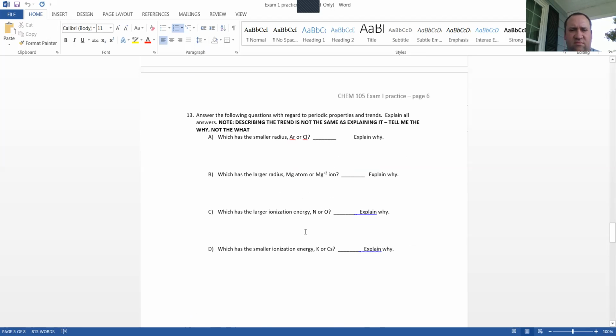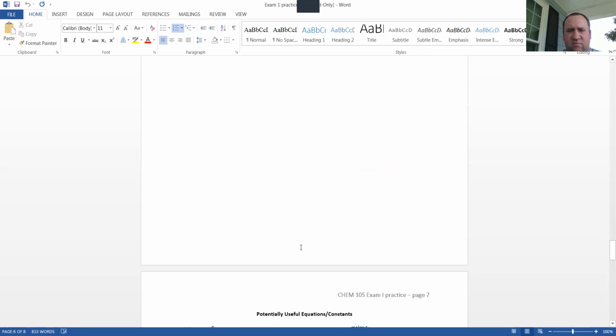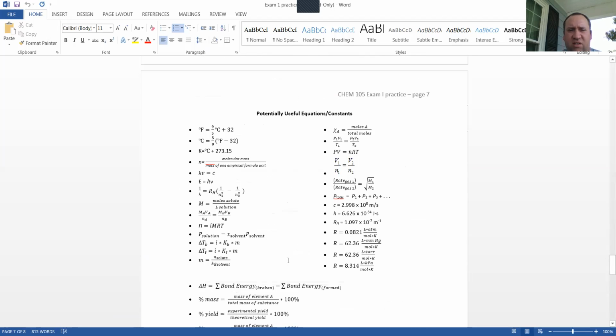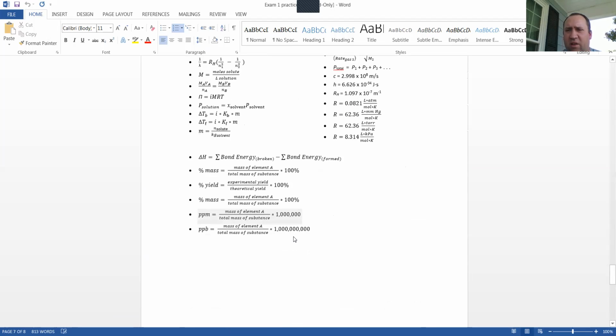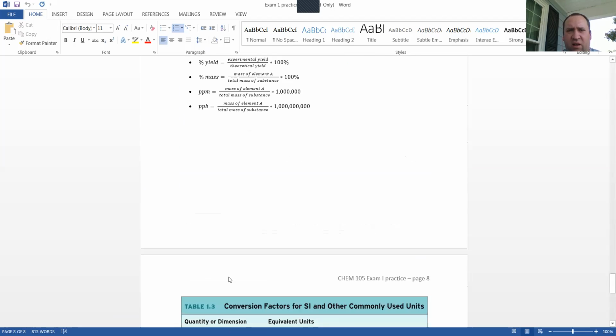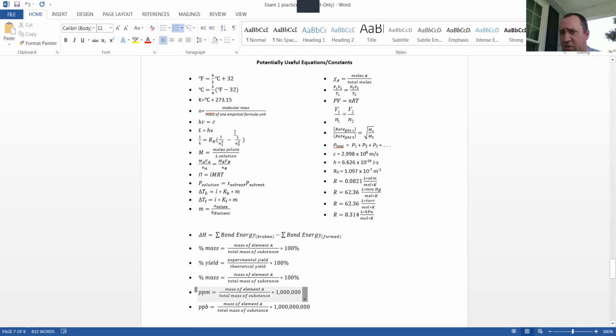It says potential useful equation constants. You do give the formula. So you'll get this same sheet. That's going to be among the materials that you're given. So this table will be in there. These equations will be in there. Not all of them will be useful, but you'll have access to all of them. You don't need to know the formula for converting between Celsius and Fahrenheit. You don't need to memorize the values of the constants here. They're all given to you.